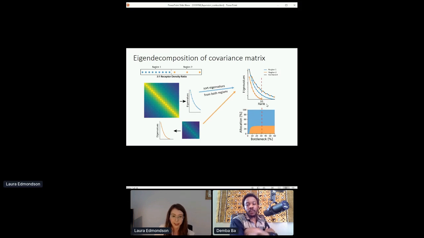So here we can retain 10 eigenvalues, and then we simply calculate how many eigenvalues we have that are from each region. So we can just sort them and count them. And in this case, we can see that the allocation from the two regions at about a 30% bottleneck should be 30% of our resources should be allocated to the low density region, and 70% should be allocated to the high density region.